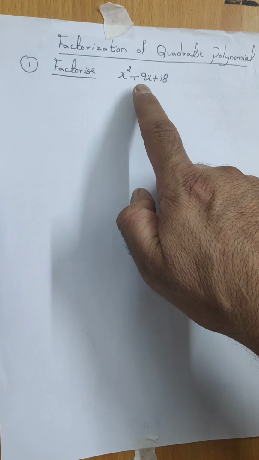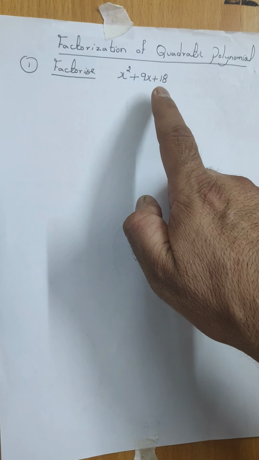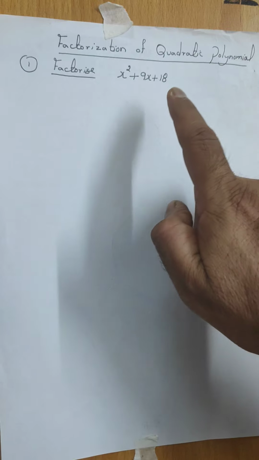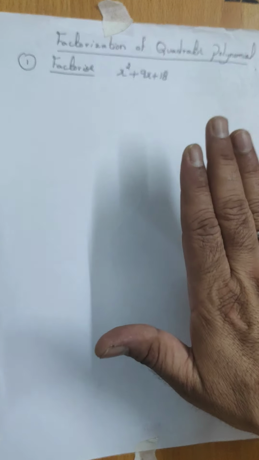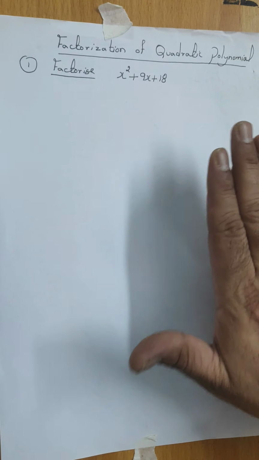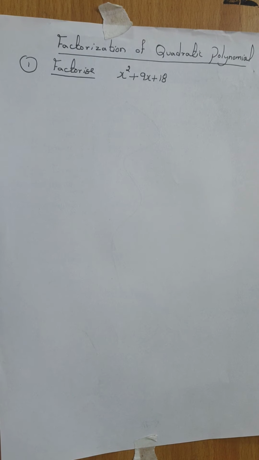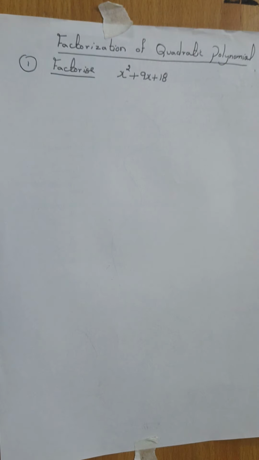Right from the 6th class, 7th class and 8th class, you were doing these types of questions. Now I'll just give you a very small trick. I'll show you how to find the factors. Just follow that trick, and you can very easily find the factors. Clear? Now here I have taken one quadratic polynomial, that is x square plus 9x plus 18.